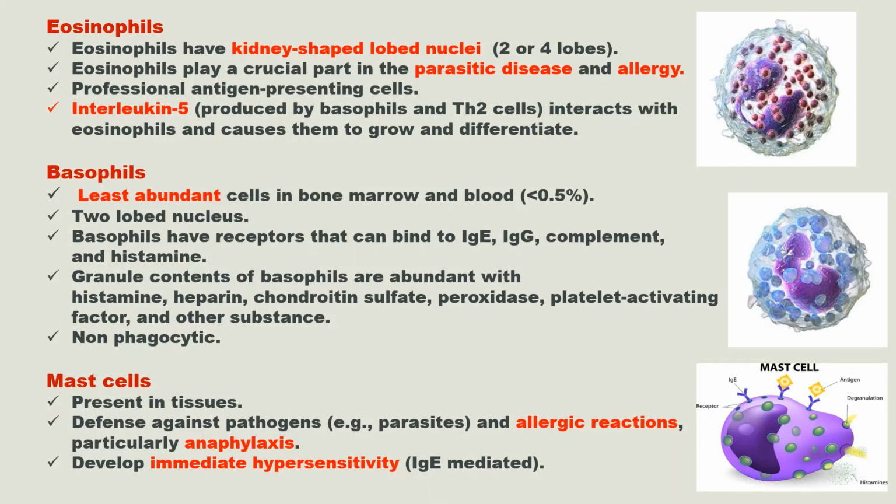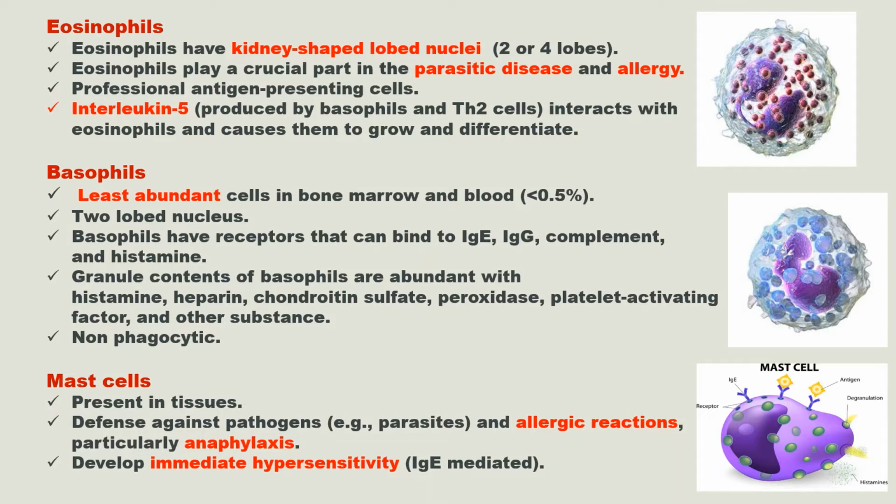They are professional antigen presenting cells. Interleukin-5 produced by basophils and Th2 cells. Th2 cells means T helper cell 2. They interact with eosinophils and cause them to grow and differentiate. So, interleukin-5 is produced by which cells? Basophils and Th2 cells, which help eosinophils to grow and differentiate.